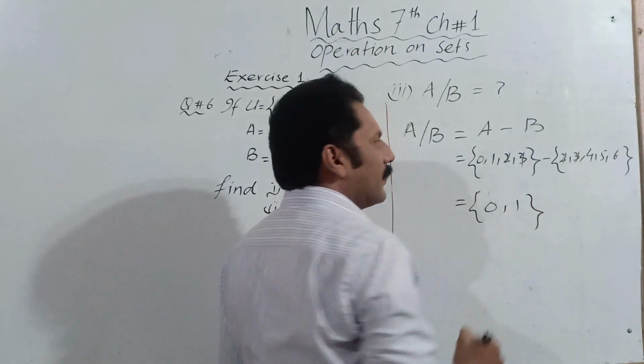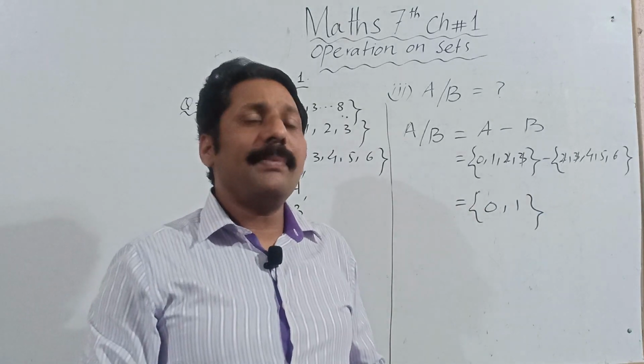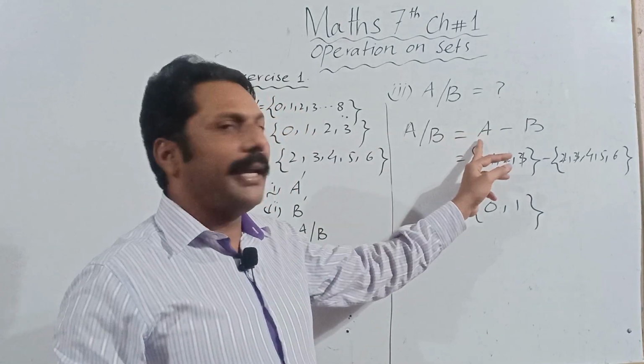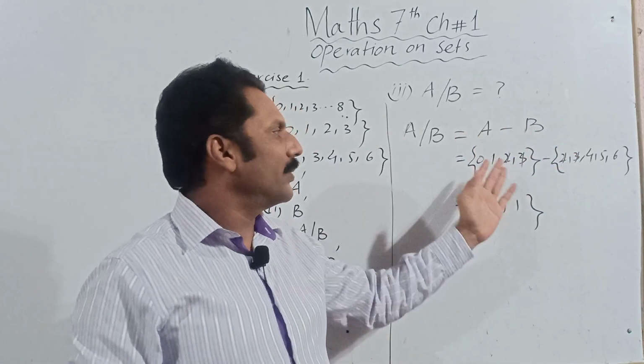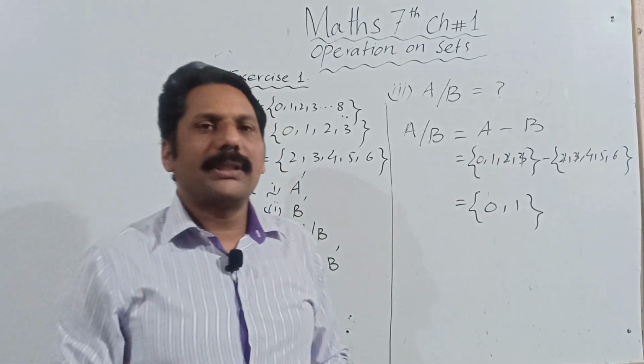0 and 1. Okay, the concept is, when we find A slash B, what is the concept? The elements which are present in A but not present in B. So that is 0 and 1, and that is our answer. Okay, let's do some more questions.